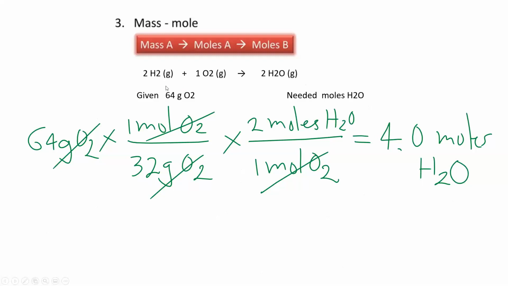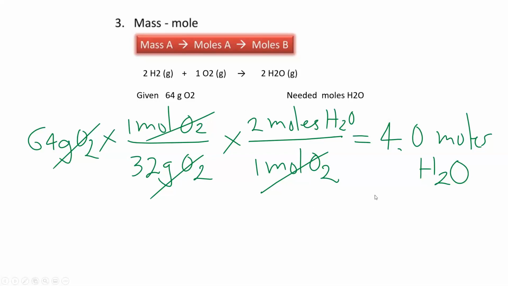In the third case, you have to go from grams to moles. Then you say 64 grams of oxygen, how many moles of water will produce? You say 64 grams of oxygen. You know that 32 grams of oxygen is 1 mole of oxygen. Then in this case, you convert the grams into moles.